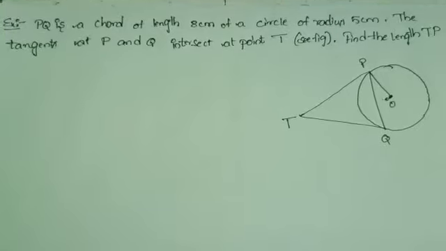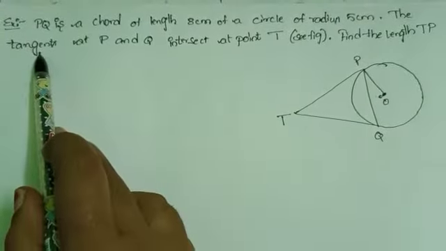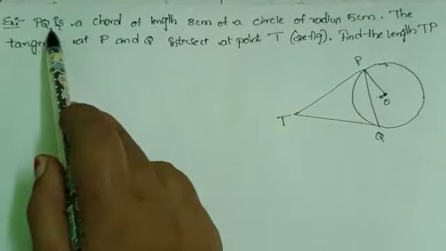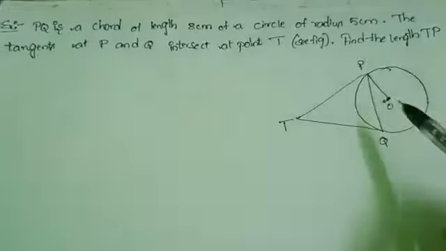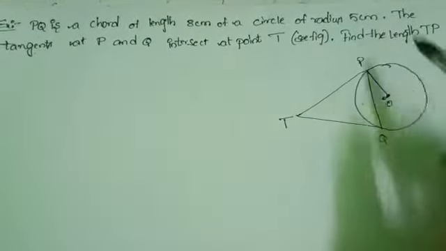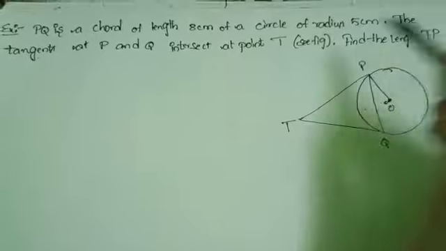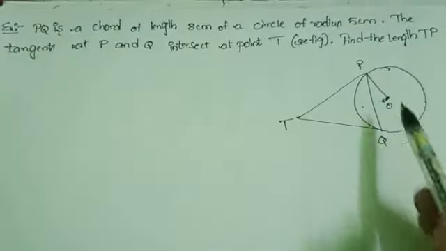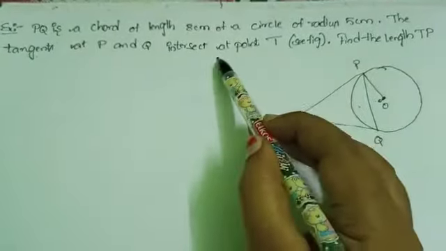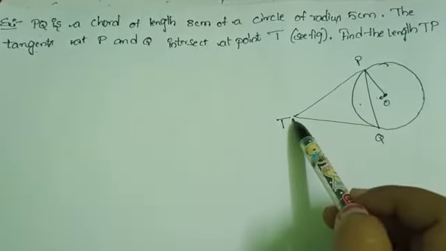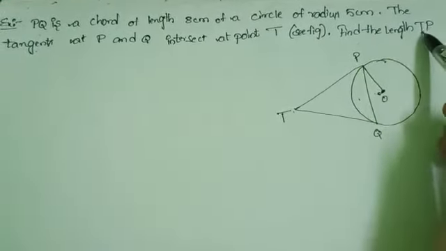Today we are going to discuss example 3 in circles. Read the question. PQ is a chord of length 8 centimeters of a circle of radius 5 centimeters. The tangents at P and Q intersect at point T. See the figure. Find the length TP.